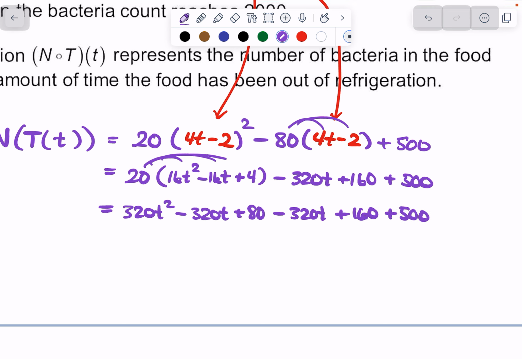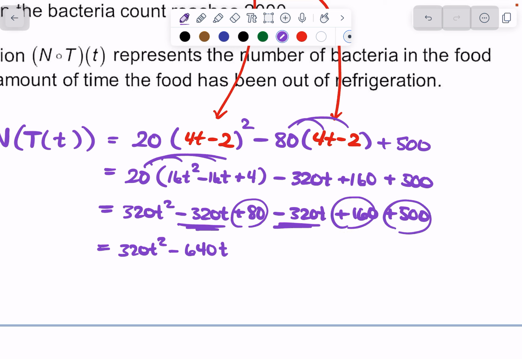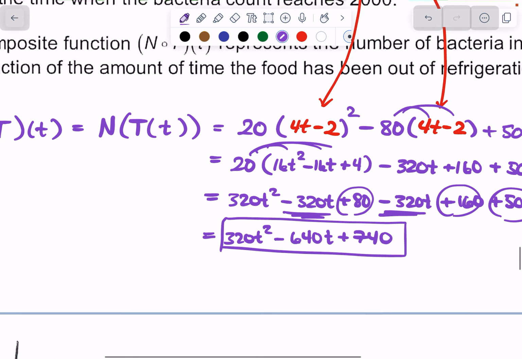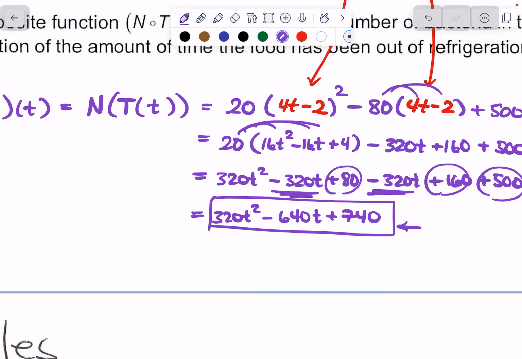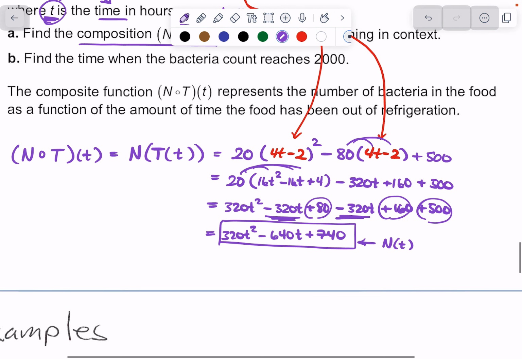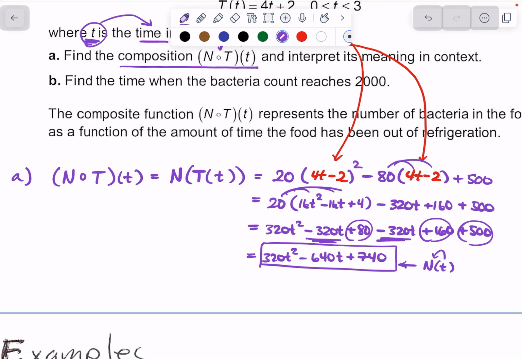All right, so we end up with 320t squared minus 640t, because this is a like term with this. And then if we add the constants, we get 660 plus 80, that's 740. So this right here is our function. This is essentially N now as a function of little t, right? So notice how the variable changed. We used to have big T, right? So I plug in a time now, and it tells me the number of bacteria. So this is kind of more useful, to be honest.